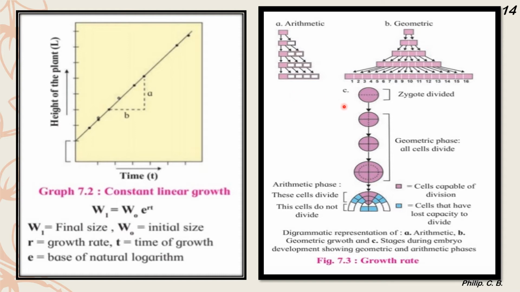Then here further we can see the difference between the two types, arithmetic and geometric. Arithmetic, as you know, is 2, 4, 6, 8, going constantly. Geometric, you can see by the image itself how the multiplication takes place, how geometrically the growth of the plants takes place. Here you can see the zygote getting divided, the geometric phase of all these cells. Here in the arithmetic phase, these cells divide. You can see the differentiation, the cells do not divide at this phase. Cells capable of division, cells that have lost capacity to divide. So this is the diagrammatic representation of arithmetic and geometric. And part C shows stages during embryonic development, showing geometric and arithmetic phases, as mentioned in figure 7.3, growth rate, from the text.